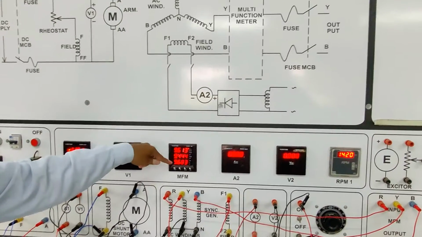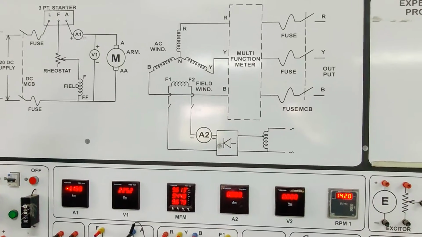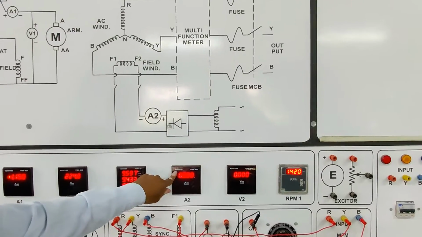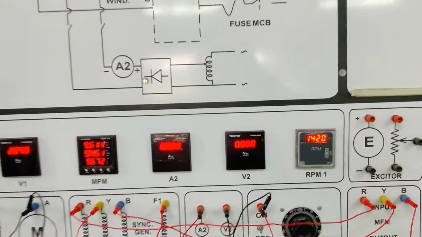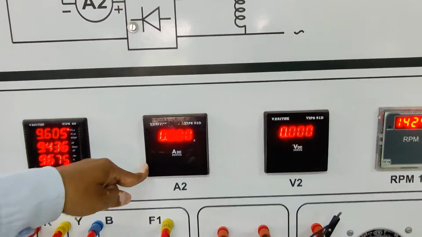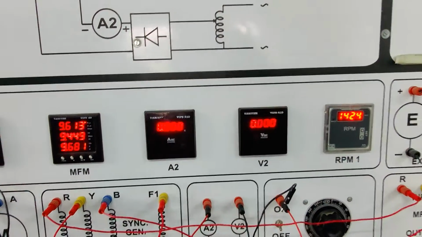9.4 is the line to line voltage. Okay? And the field current is 0 because there is no excitation. The field current A2 is 0. And now for getting the OCC characteristics, we switch on.